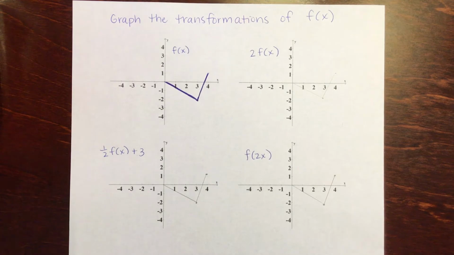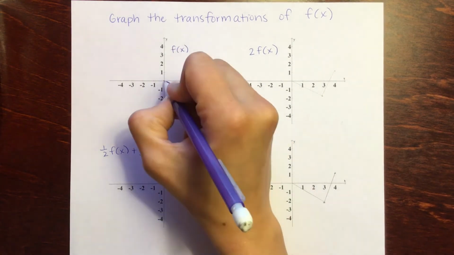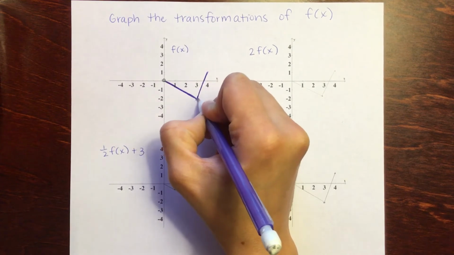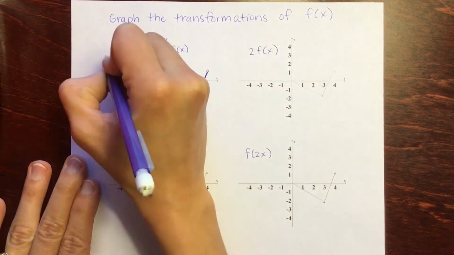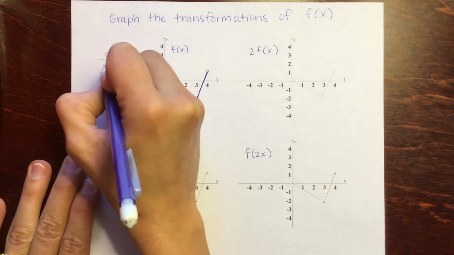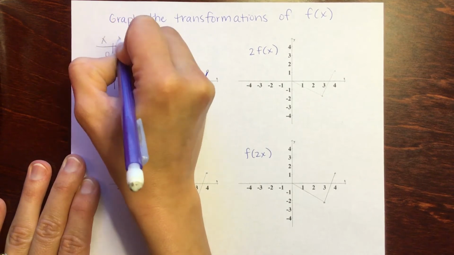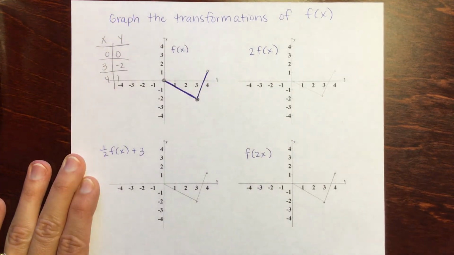You can continue to make it 2 times taller and move it up 3, or you can look at specific coordinate points. So we're going to graph the transformations of f of x in all 5 of these examples, and this is our starting f of x function. When we do this, it helps to pick out some of your major coordinate points. So I see that we have, I'm going to just make a little table, (0, 0), (3, -2), and (4, 1). These are my starting coordinates of my original function.